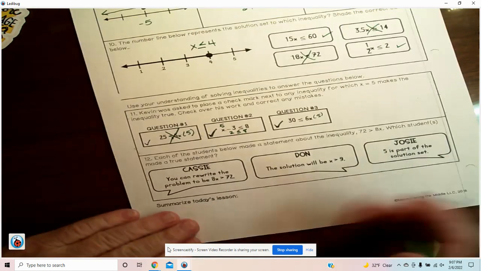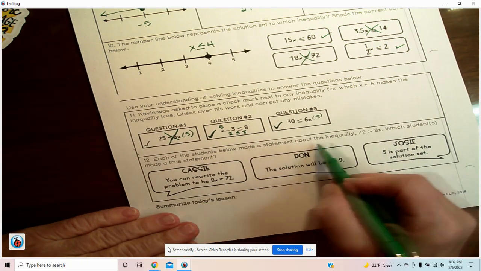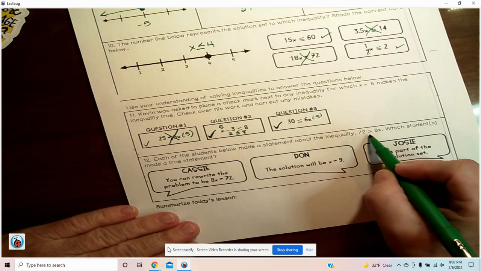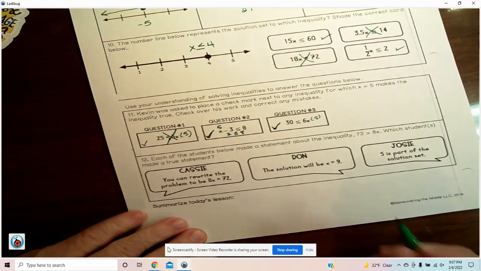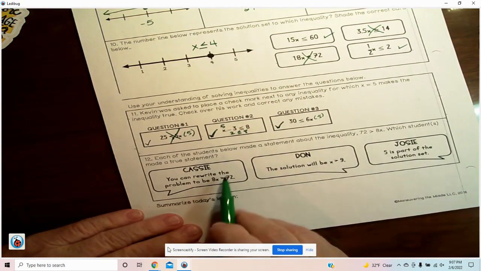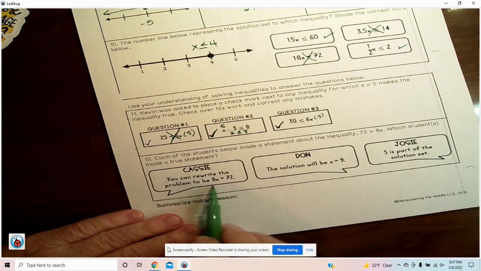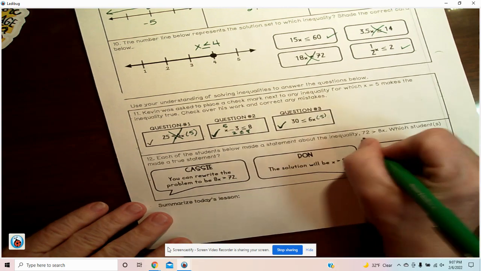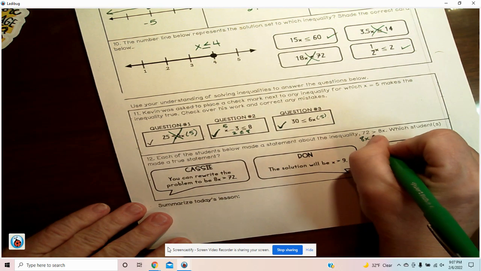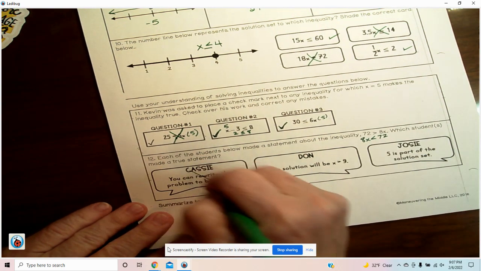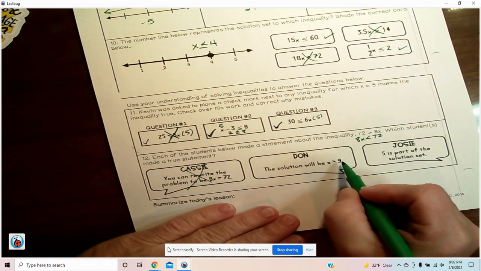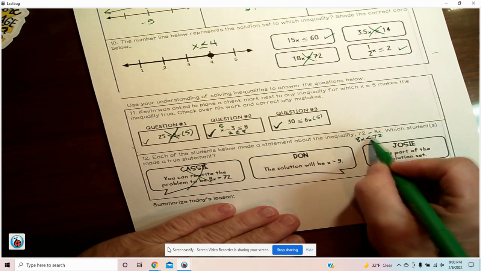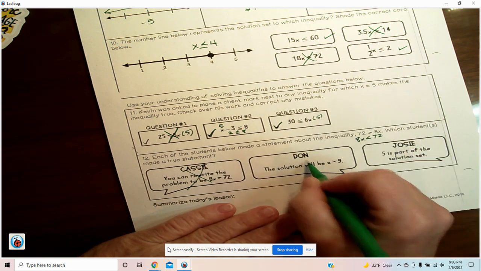Okay. Each of the students below made a statement about the inequality 72 is greater than 8x. Which student made a true statement? You can rewrite the problem to be 8x is greater than 72. That's false, because to rewrite that, it would be 8x is less than 72, so it's not that one. The solution would be x is greater than 9. It's going to be less than, so it's not that one.